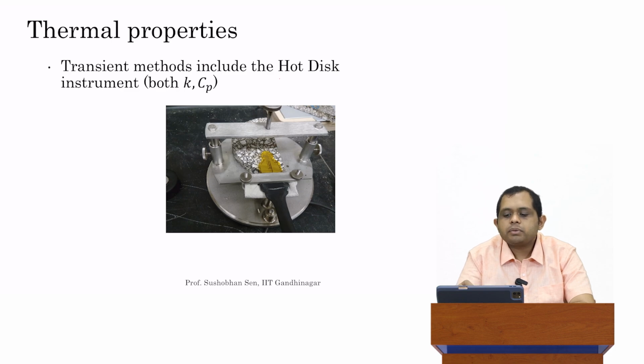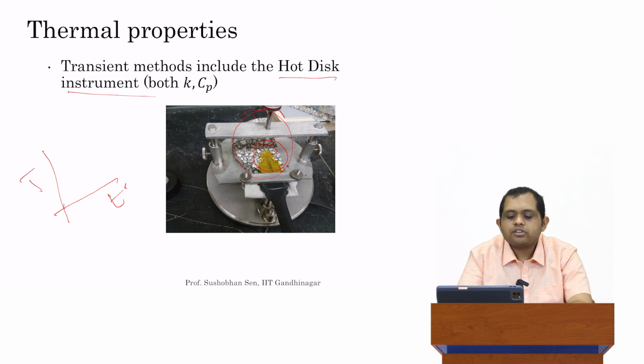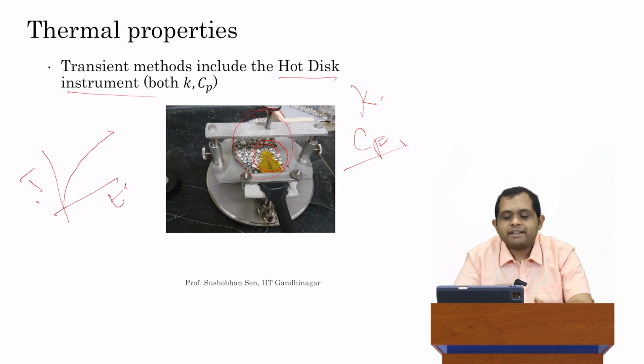I won't go into a lot of details, but a particular case of a transient method is what's called a hot disk instrument. This is an example, again, from some of my work, where we have a specimen. This was a flexible specimen, but we also did it for concrete. We have this hot disk over here. This basically applies a very small amount of energy to the surface, and also measures, as a function of time, what the temperature is. So it gives us a temperature versus time plot. And then based on that, using some curve fitting, K and CP can be evaluated using the same test. So this is a transient method because you are actually measuring the temperature change as a function of time.